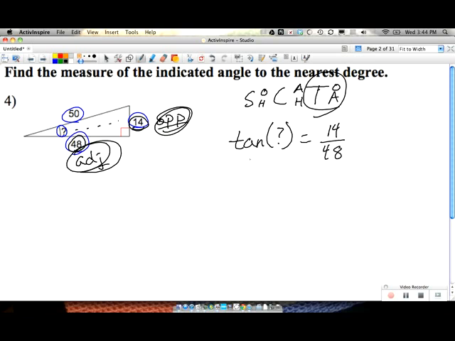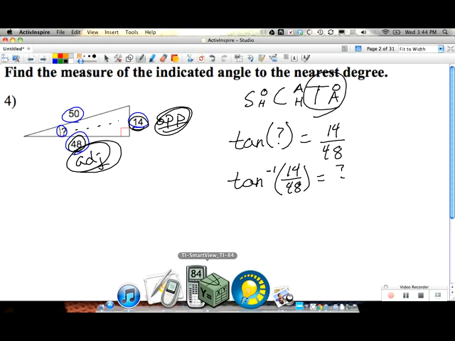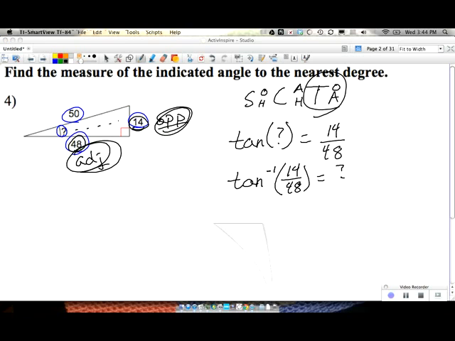Now we can actually reverse this on both sides. We can calculate the angle based on the inverse tangent. Another way to rewrite that would have been tangent inverse of those numbers, 14 over 48. It's going to equal our angle. Well, let's go to our calculator and see what we get.